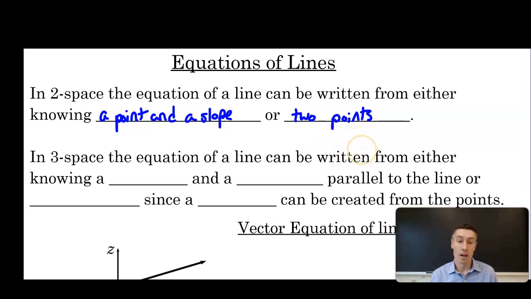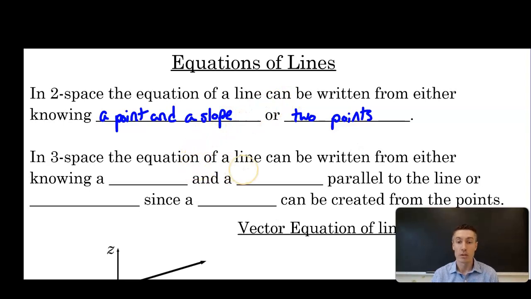and a slope. And we had 2 ways to write the equation of a line in 2 dimensions, and that was either slope-intercept form or point-slope form. Both of those required slope. Unfortunately, when we add the 3rd dimension in, we no longer have the idea of slope. So we're going to have to use a different tool to define the equation of a line in 3 space compared to the way we defined a line in 2 space.